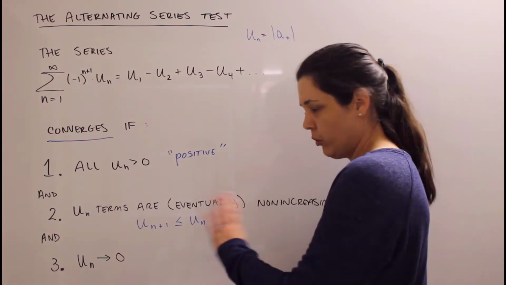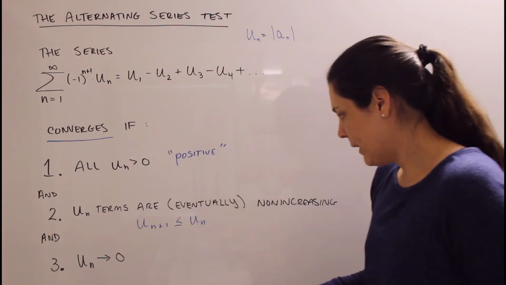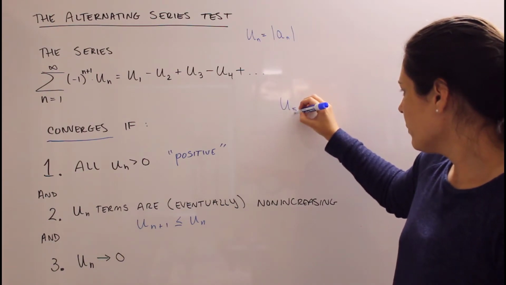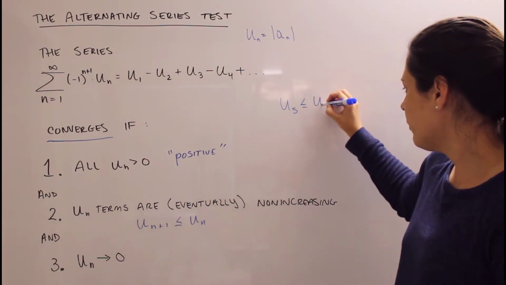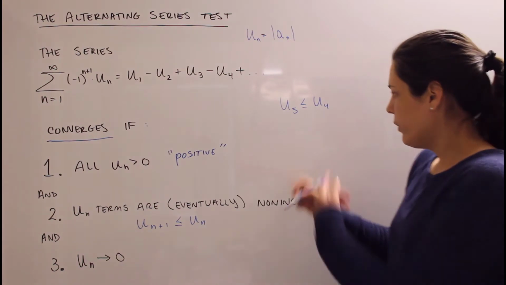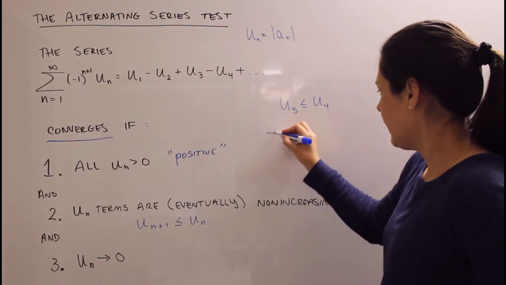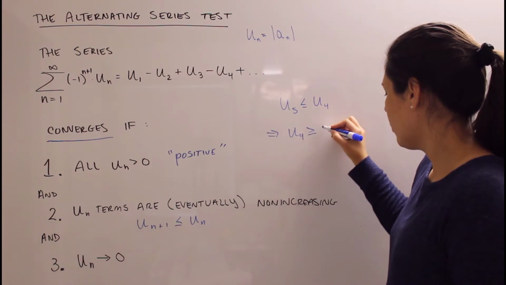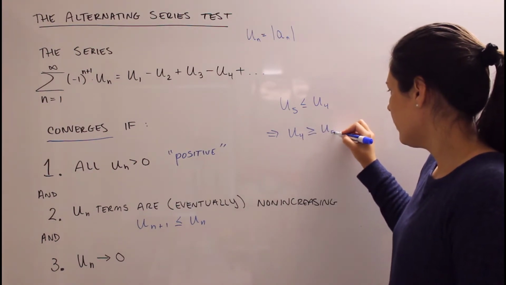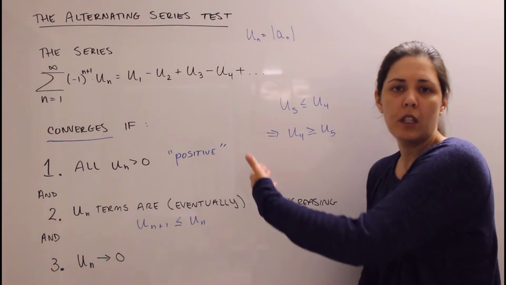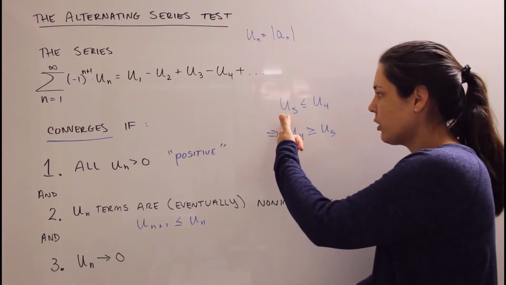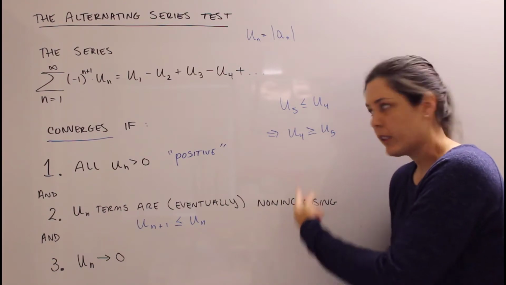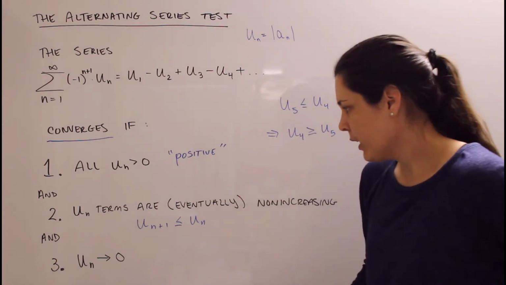Let me throw some numbers in there so it makes more sense to you. You can say something like the 5th term is less than or equal to the 4th term. Or if you want to flip it, this is saying the 4th term was bigger than or equal to the 5th term. The previous term was larger, meaning the next term is getting smaller and smaller. So non-increasing, or they could stay the same.